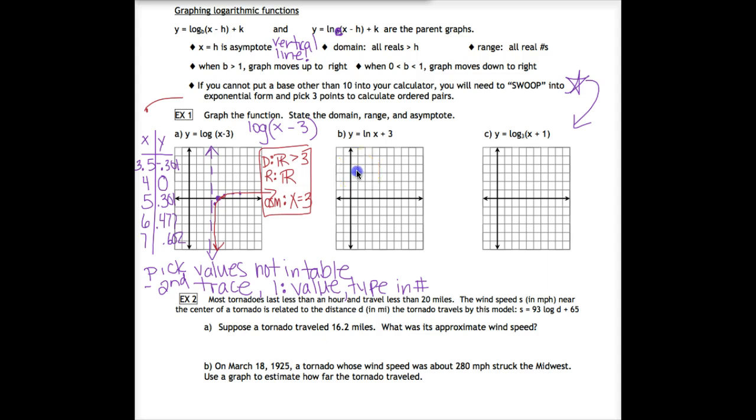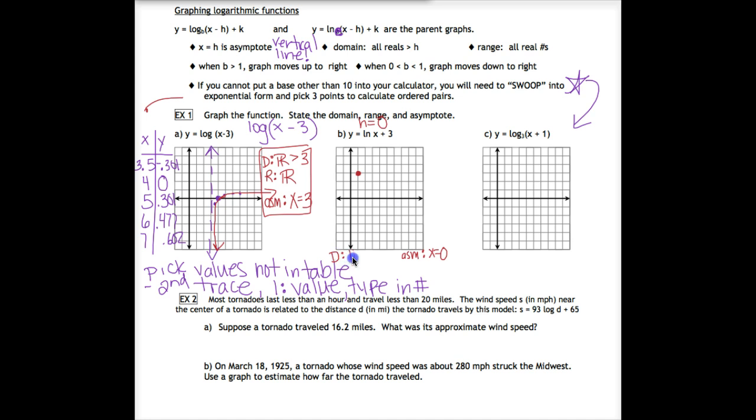So I start at 1, 0. I go up 3. There's my starting point. Now, my asymptote is x equals h, and there is no parenthesis. There is no h, which means h was 0. So my asymptote here, I'm going to go ahead and fill it in down here. My asymptote is x equals 0 because there was no h value.